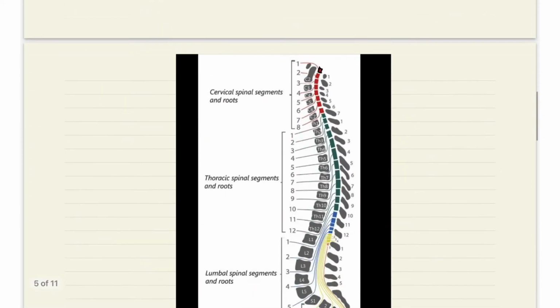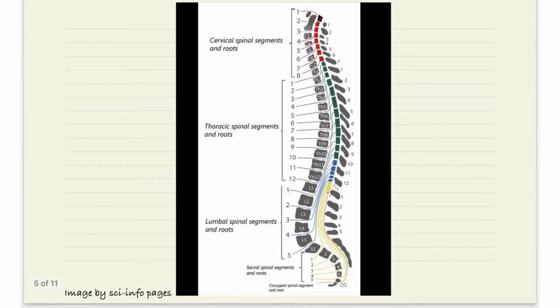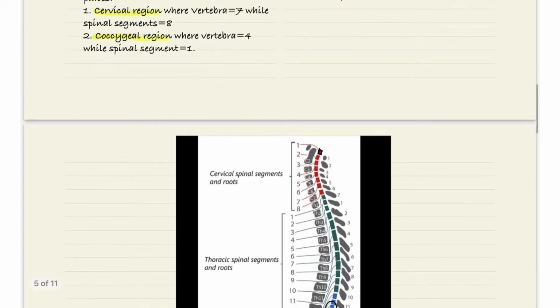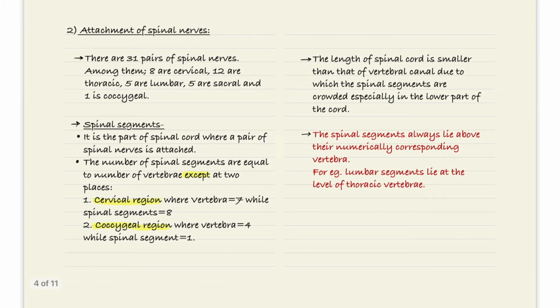So, here you can see the spinal segments are crowded because the spinal segments have to accommodate in the smaller spinal cord, whereas the vertebral canal is longer than the spinal cord, right? Then, the spinal segments always lie above their numerically corresponding vertebra. For example, lumbar segments lie at the level of thoracic vertebra.